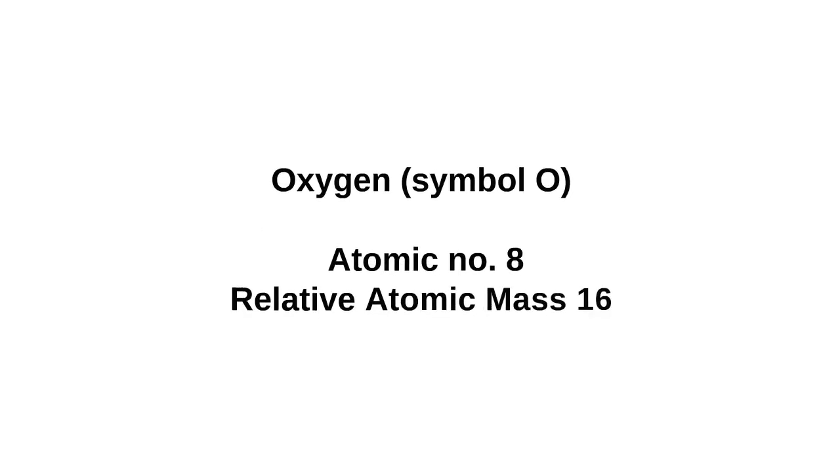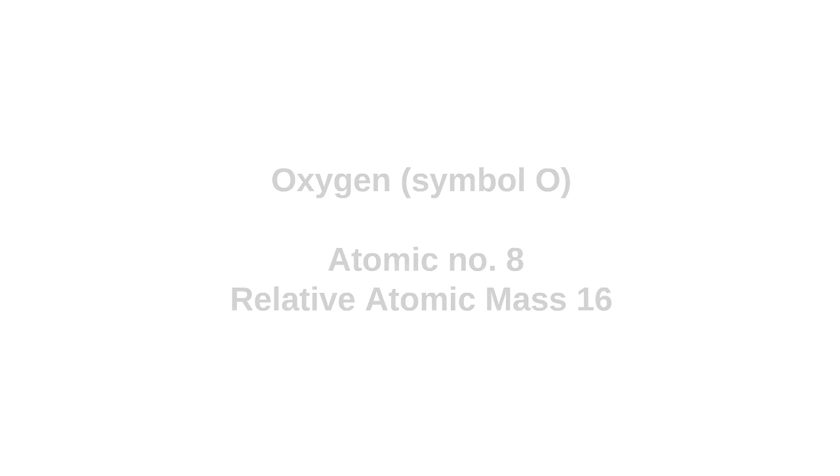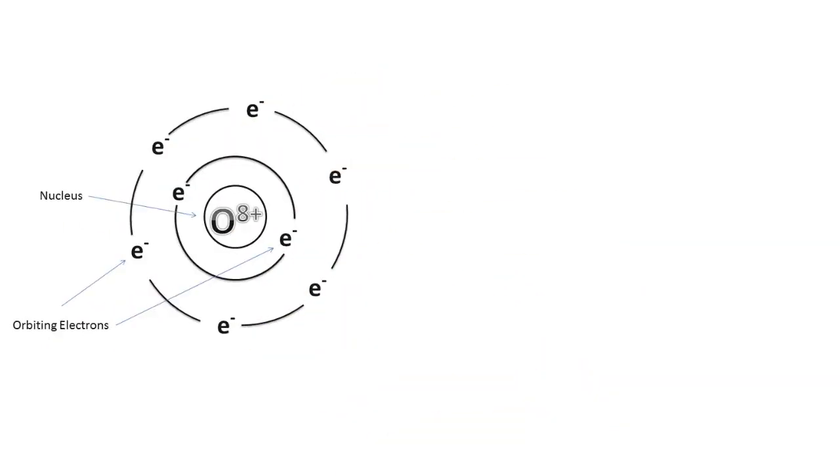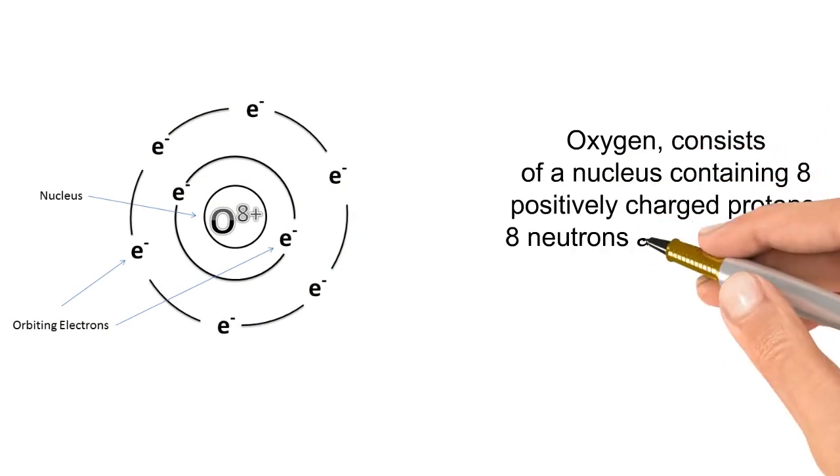Let us also look at an element from group 6, oxygen. This element has an atomic number of 8 and a relative atomic mass of 16, which means it has 8 positively charged protons and 8 neutrons in the nucleus, with 8 orbiting negatively charged electrons.